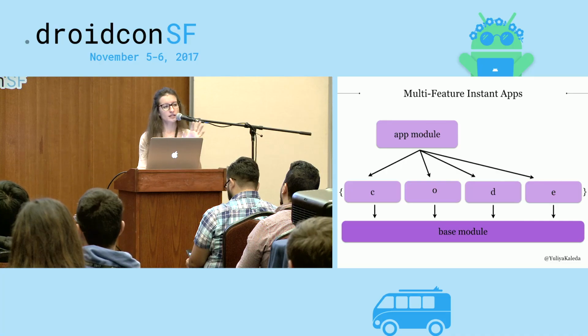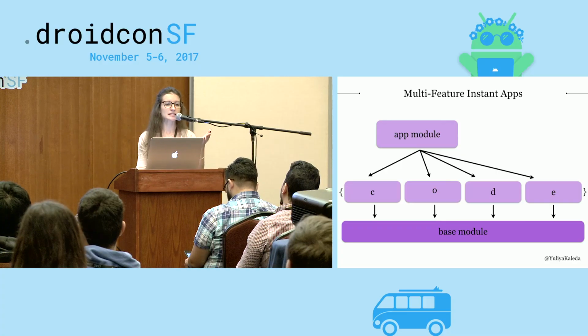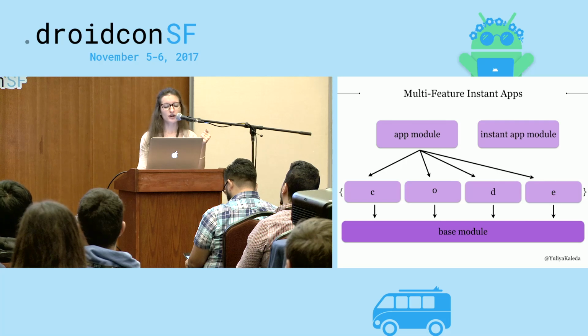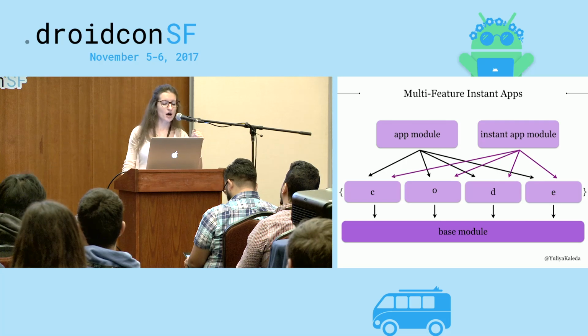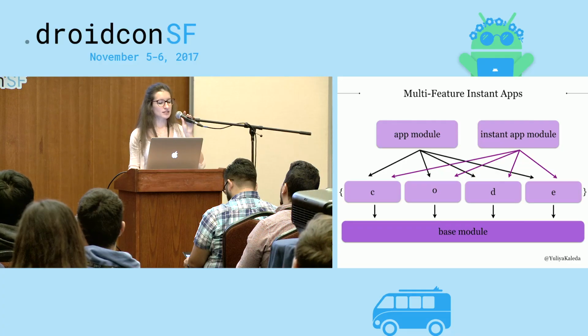So that's it as far as modularization of the application is concerned, but we didn't really build an Instant App. And the process of building an Instant App is pretty trivial. We're adding a new module, which is the Instant App module. And then we have to provide the dependencies of the Instant App module on the feature modules. So, and that's pretty much it.